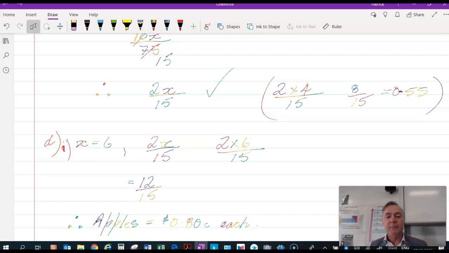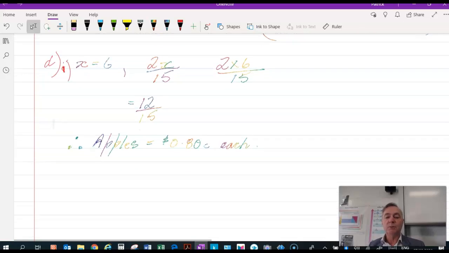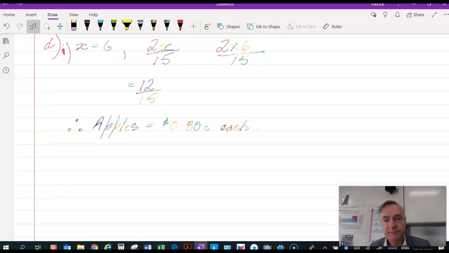Then we went to part D. It says if x equals 6, substitute 6 for x into 2x over 15, which becomes 2 times 6 is 12 over 15. Therefore, apples cost 80 cents each. Now you can go through and do the rest of part D, and if you need to go back, you can pause the video and have a go at it. Good luck with it. I think you'll find all my calculations are correct. Well, I certainly hope they are. Good luck with it.